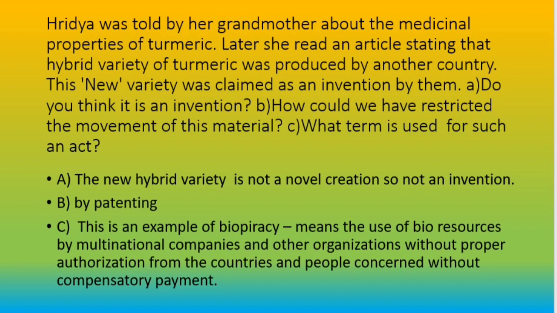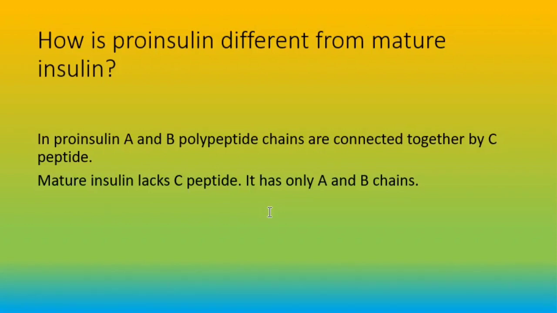How could we have restricted the movement of this material? We in India have been using turmeric for long, and if we had patented this plant, this would not have happened. What term is used for such an act? This act is called biopiracy. It means the use of bioresources by multinational companies and other organizations without proper authorization from the countries and people concerned, without compensatory payment.